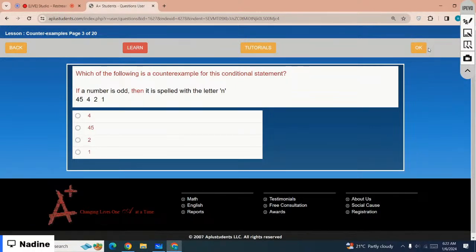Okay, the next one is which of the following is a counter example for the conditional statement? If a number is odd, then it is spelled with the letter N.